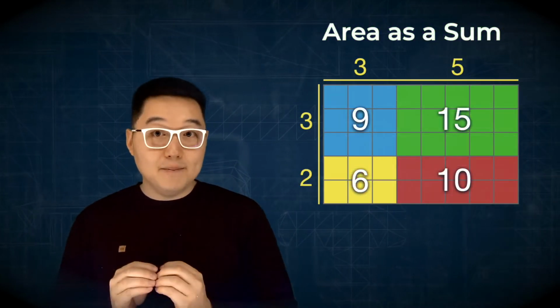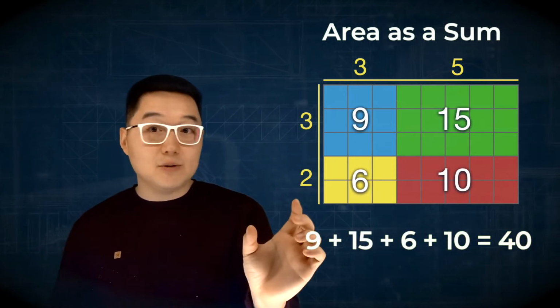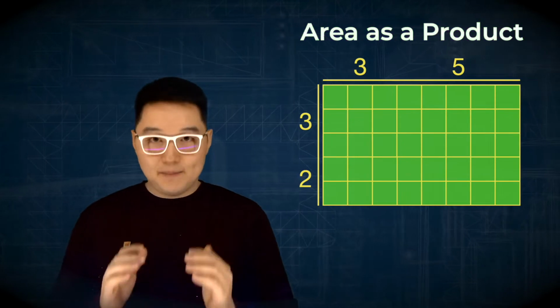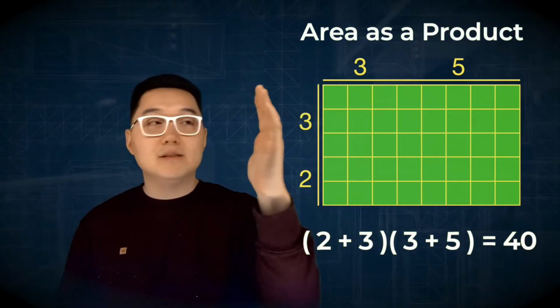So area can be represented in two different ways. The area can be represented as a sum, which means that you can add up the areas for each individual piece or section. But area can also be represented as a product of total length times total width.